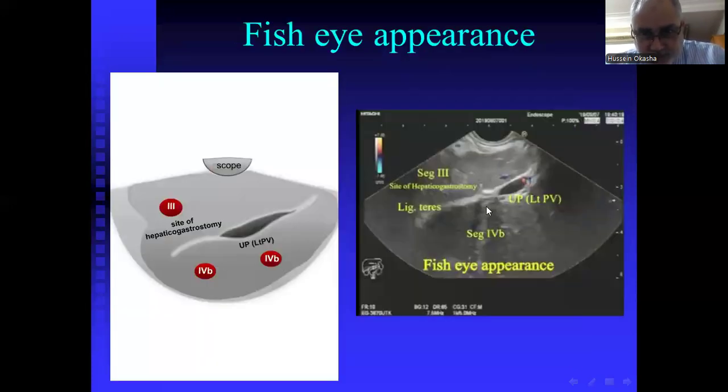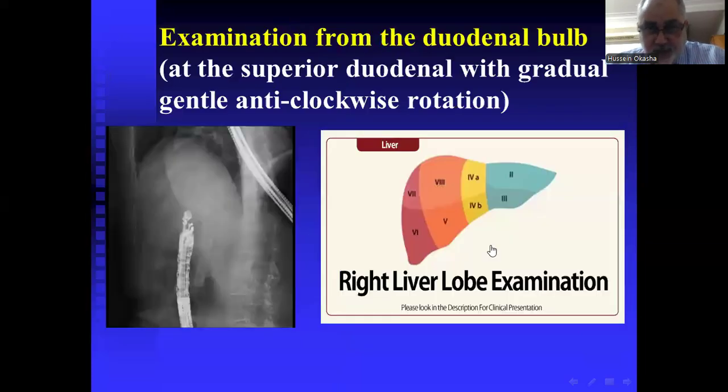So this is a diagram of this view. Ligamentum teres, umbilical portion of left portal vein, segment 3 and segment 4B below. Then we finished examination from the stomach. We go to the duodenum.